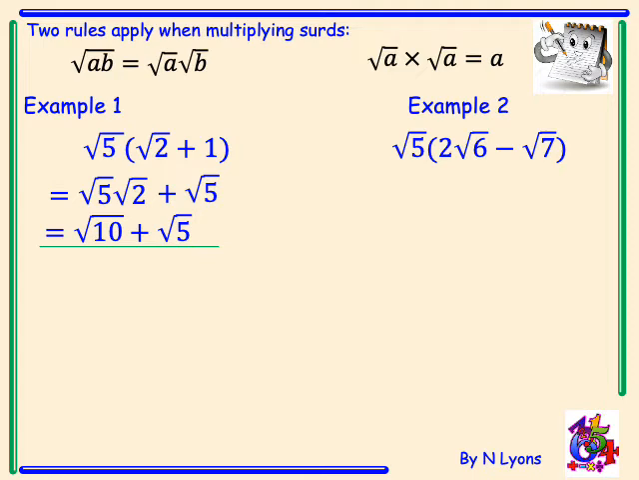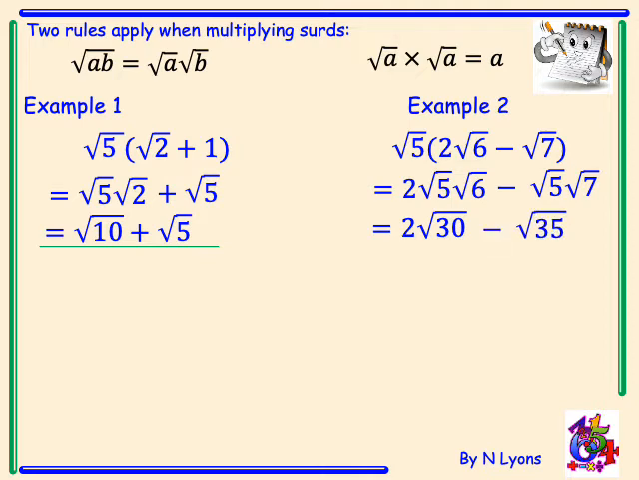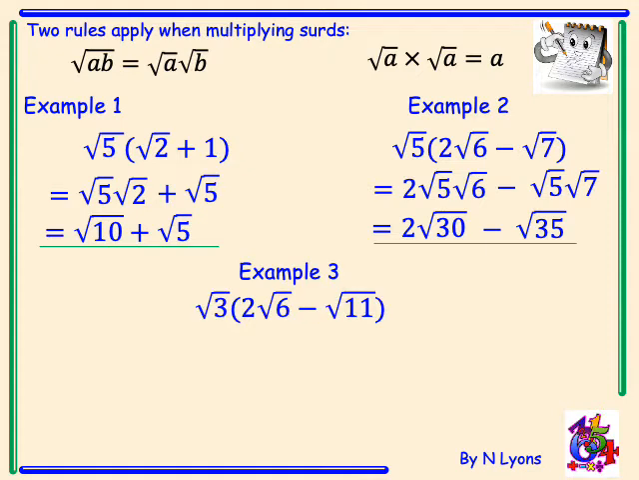So this time I need to put the number 2 down first, and I'll have root 5 multiplied by root 6, and then subtract, we'll have root 5 multiplied by the root 7 at the end. So from there, root 5 multiplied by root 6 will be root 30, so I'll have the first term, we've got the number 2 there as well, so it's 2 root 30, and root 5 multiplied by root 7 is minus root 35. And again, that's our final solution.